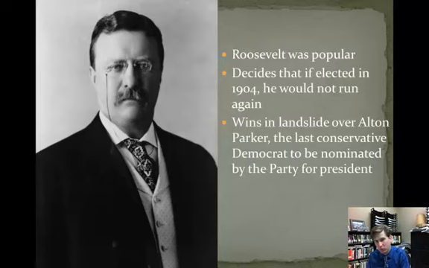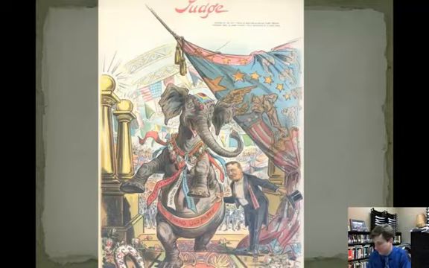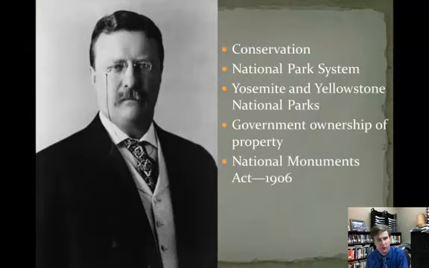I know people will say, what about Warren G. Harding and Calvin Coolidge and even into Ronald Reagan? But they're not conservatives the way that Alton Parker was. He's an old Jeffersonian, Jacksonian Democrat. So here's the 1904 election. You can see Roosevelt wins very handily. And a Judge magazine cartoon.